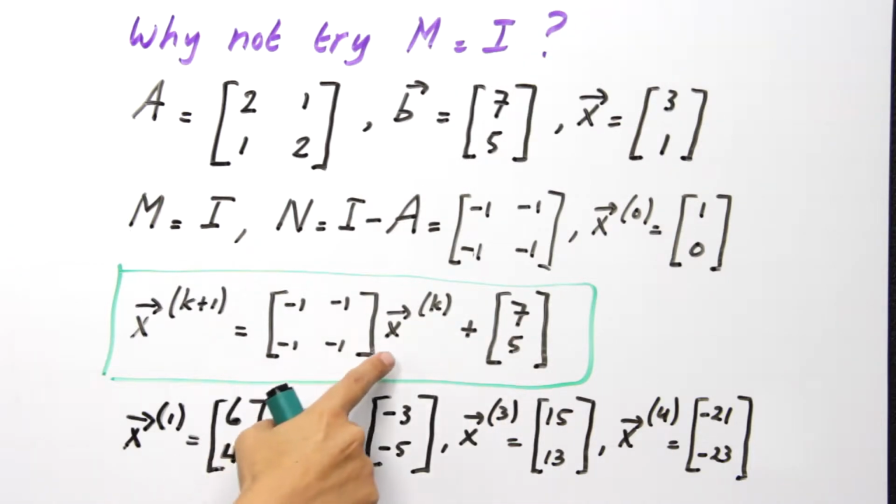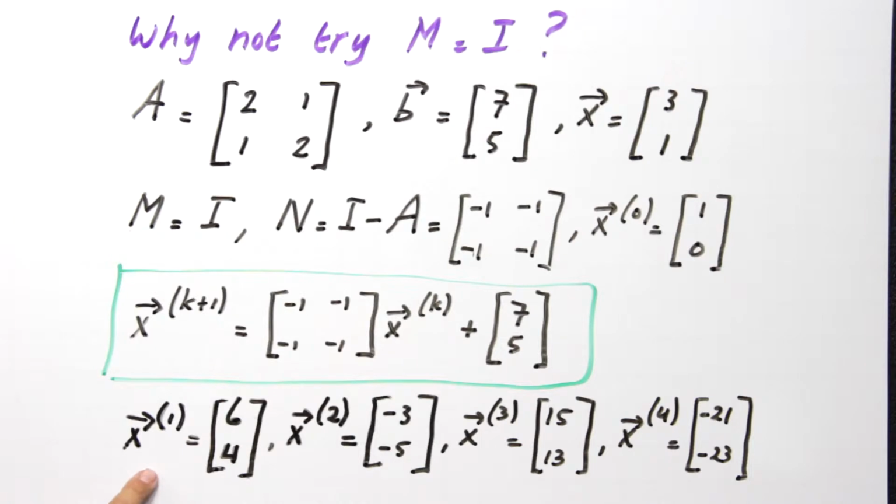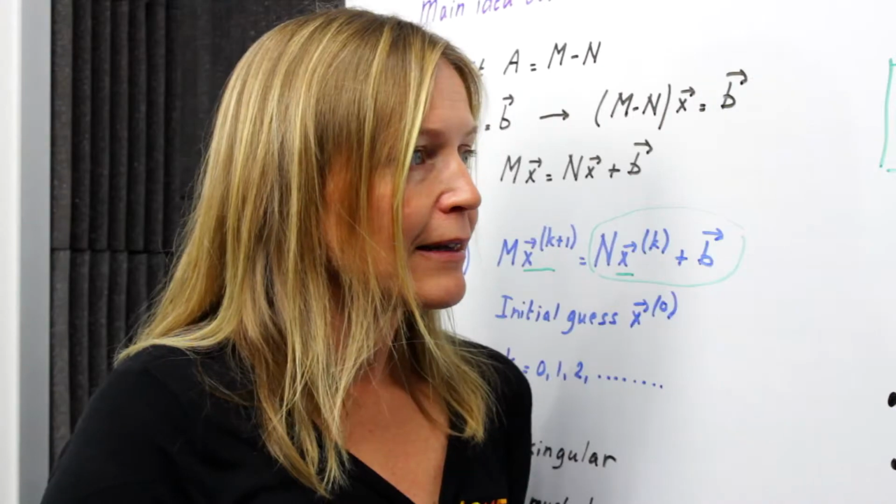Now, when we start plugging in x0, we can find x1 immediately to be (6, 4), x2 to be (-3, -5). So it looks like we're getting a little bit closer, but then we plug in x2 to find x3, and we see that we get (15, 13). That's a little disconcerting. And then x4 actually gives us (-21, -23). And clearly, this process is not converging anywhere near the real solution x, which was (3, 1). Not good.